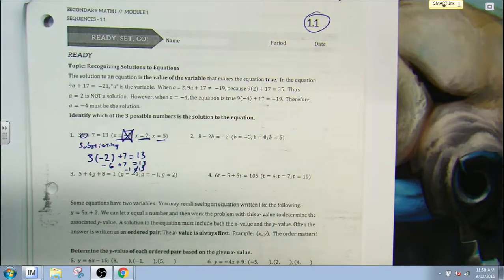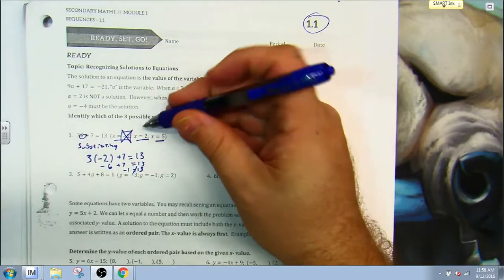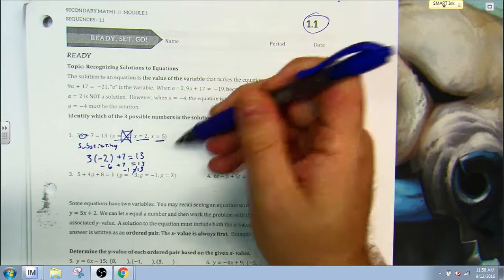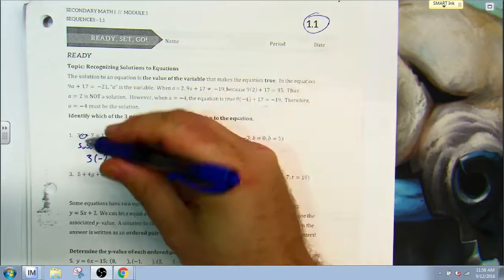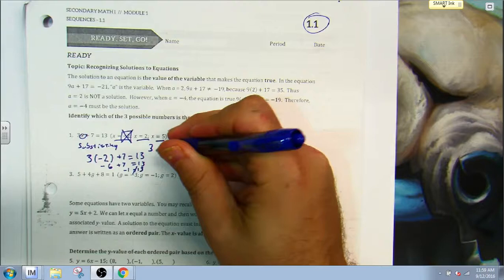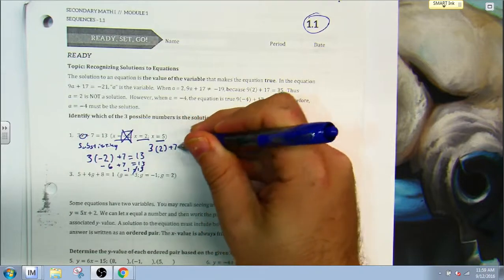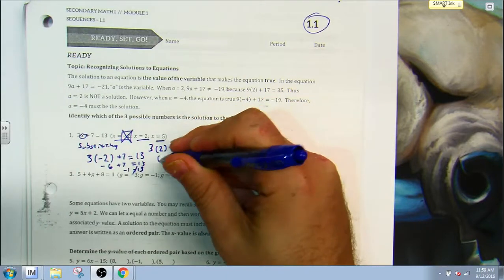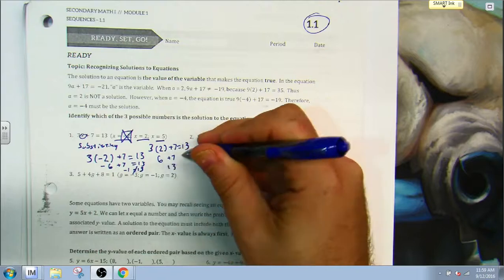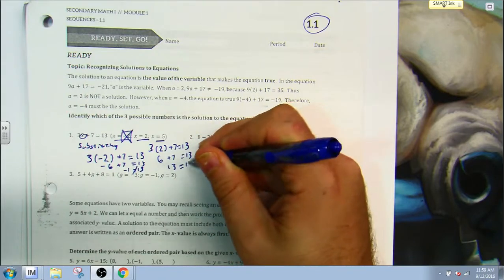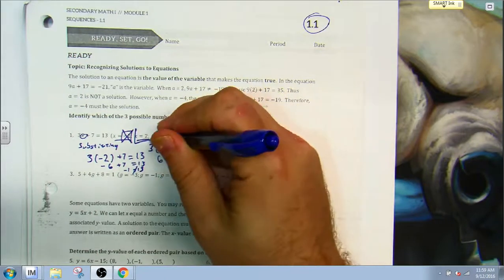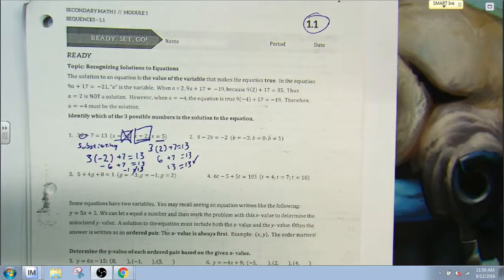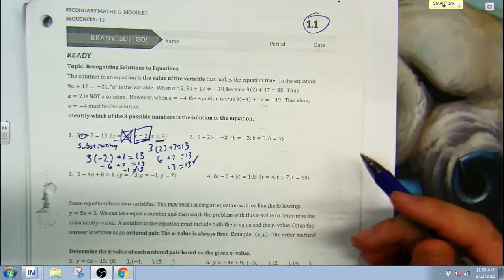So we're going to repeat this process with 2 and then 5. I have 3 times 2 plus 7 equals 13, which is 6 plus 7, which is 13. And sure enough, 13 equals 13. So I know that the answer is 2. And that's what I'm expecting you to do for these first 4 problems here.